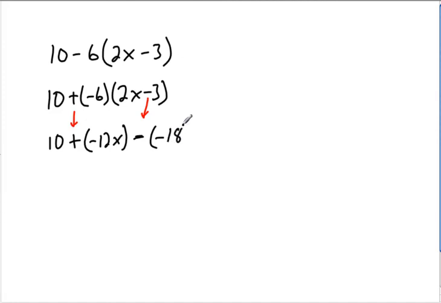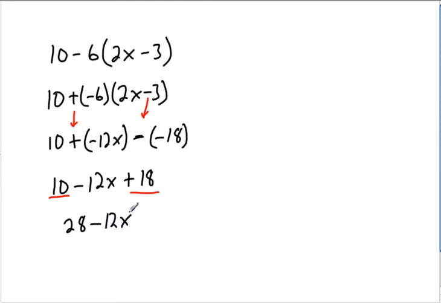Negative 6 times 3 is negative 18, and then we would have to simplify. 10 plus a negative is minus, and then minus a negative is plus, so 10 plus 18 is 28, and then we have this minus 12x, or negative 12x, left over. And so we'd be done there.